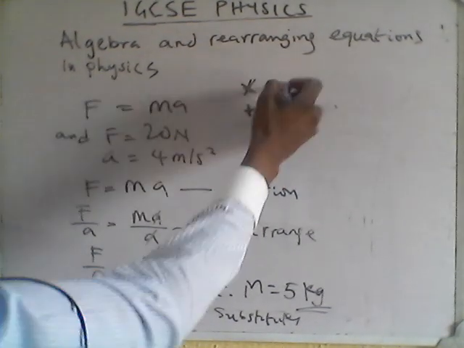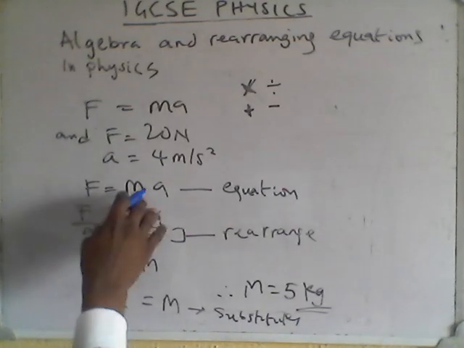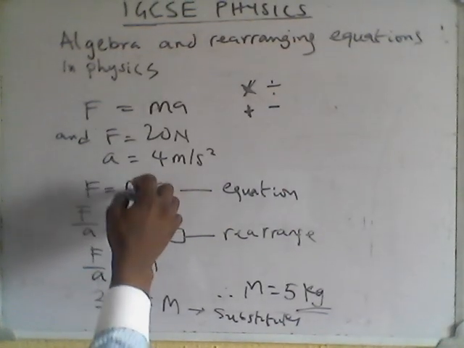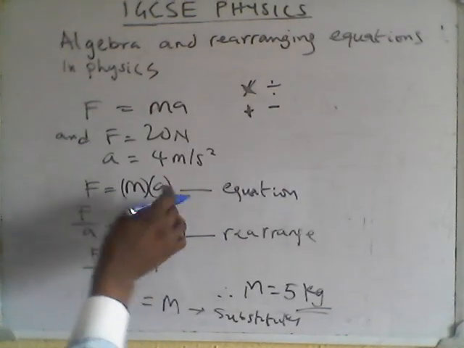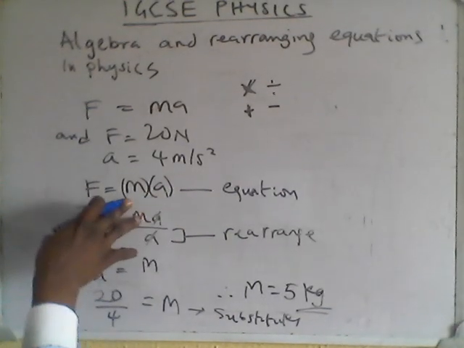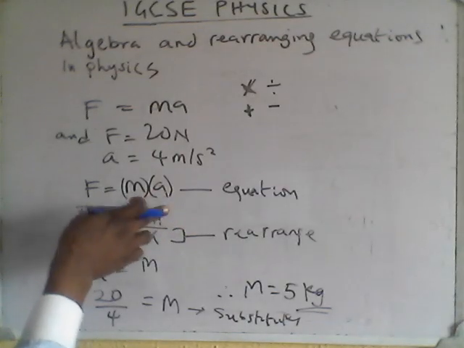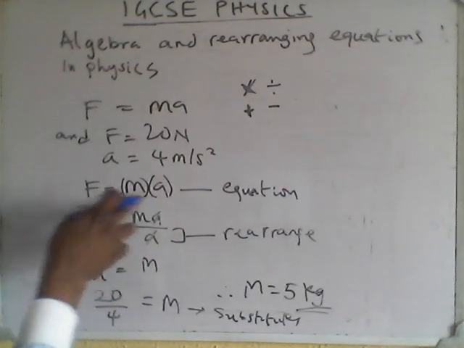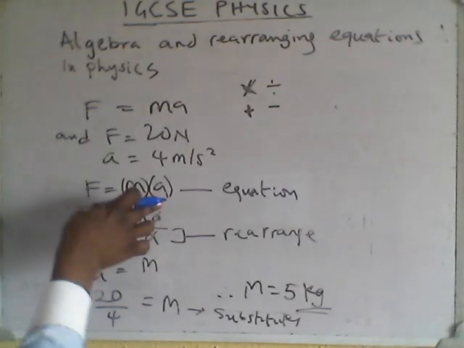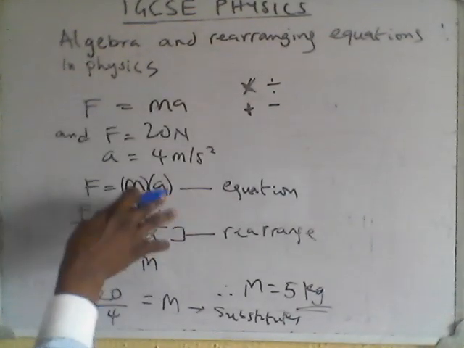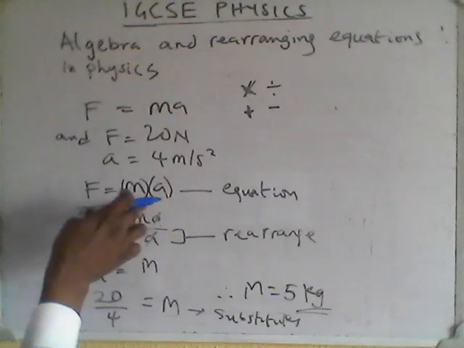Okay, so let me explain this first one. For F is equal to ma, my variables here are m and a, right? I want to make m the subject. To remove a, a is attached to m by multiplication. So to remove a, I will use division to divide both sides by a so that m can stand alone.